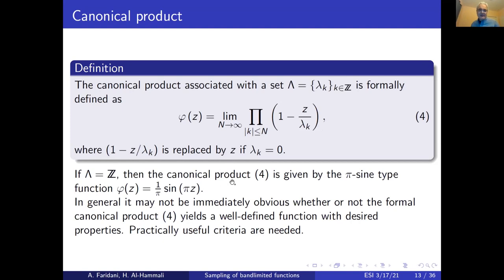So if lambda is the integers, the canonical product is phi of z equals 1 over pi times sine pi z. The problem with this infinite product is that if we are looking at a set lambda, it may not be immediately obvious whether or not this formal canonical product (4) yields a well-defined function with properties that we desire. So we need some practically useful criteria that one can check without being a specialist and without investing a lot of time.